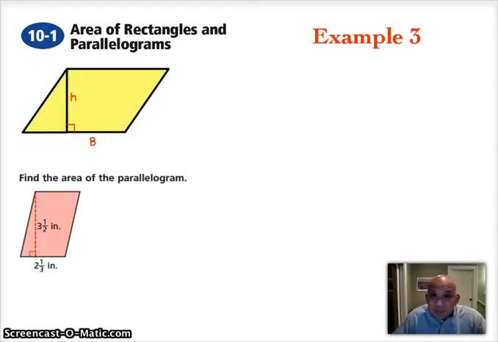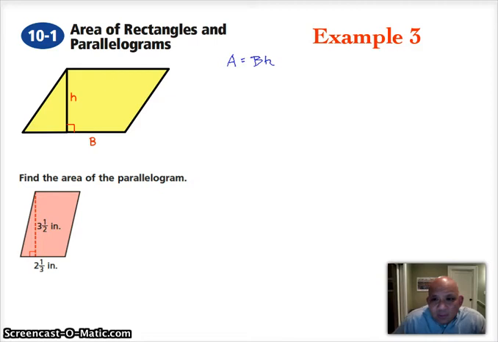Example number 3 is an area of a parallelogram. So we're going to do some pretty cool manipulation here. We know that the area of a rectangle is length times width. The area of a parallelogram is base times height. The height is perpendicular to whatever you call the base. Height and base multiplied together give you the area of a parallelogram.